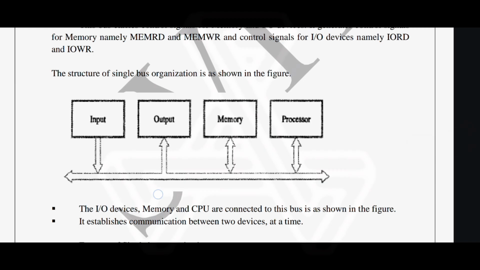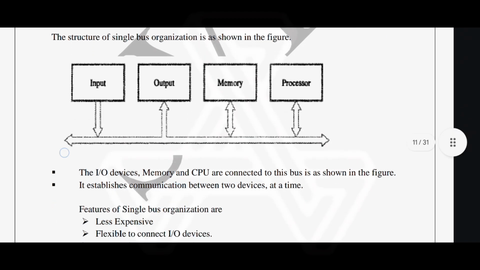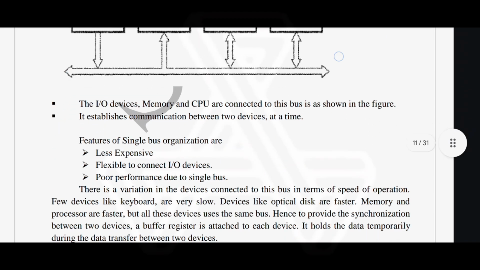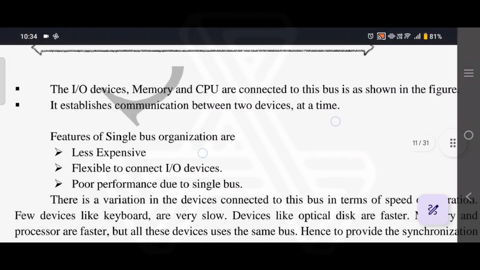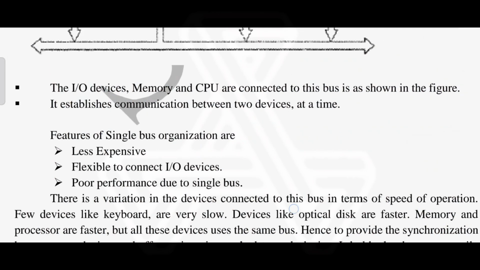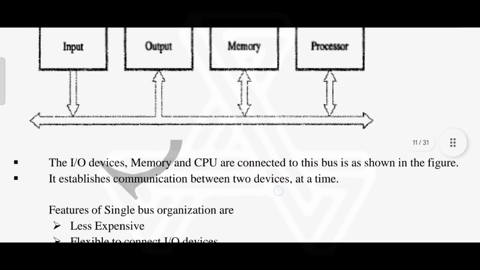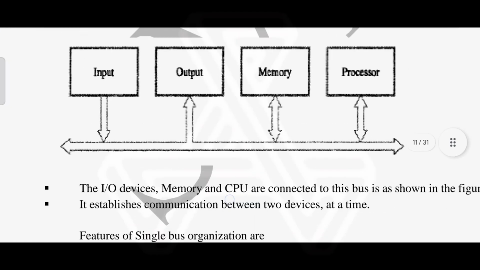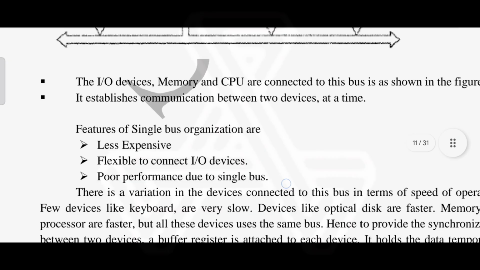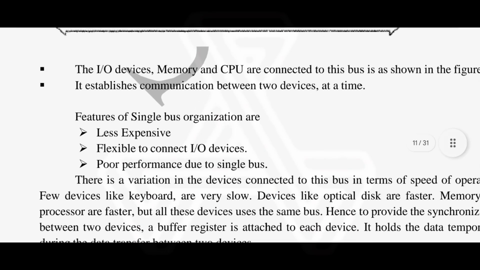Input, output, memory, processor. The IO devices, memory, and CPU are connected to this bus as shown in the figure. It establishes communication between two devices at a time. Features of single bus organization are: less expensive, flexible to connect IO devices, poor performance due to a single bus.